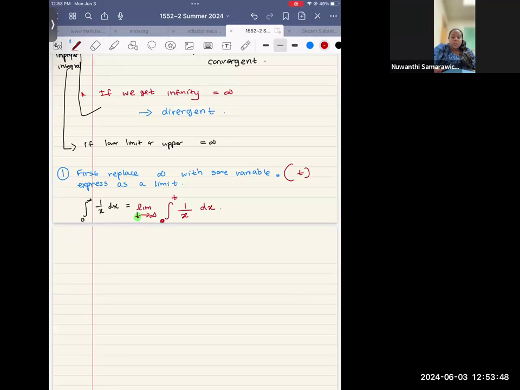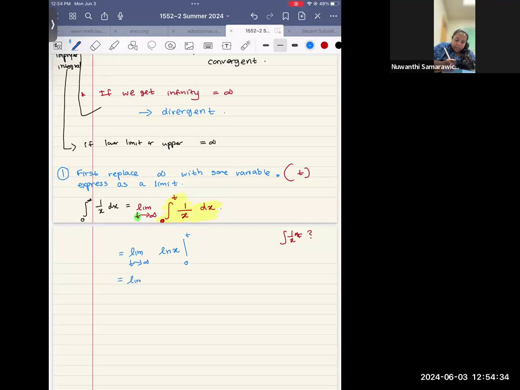Okay, now this one we can solve, right? Because this part is a definite integral, and we know how to solve a definite integral. So can you find what is the antiderivative of 1 over x? Ln x, okay. So let's write that. The antiderivative of 1 over x is ln x, but we now have an upper limit and a lower limit, that is 0 and t.